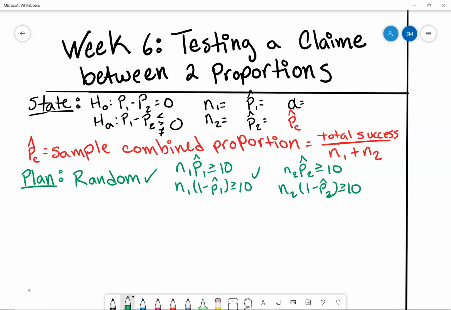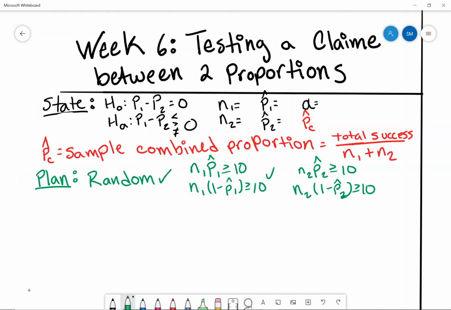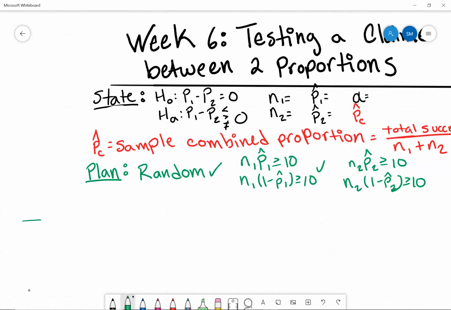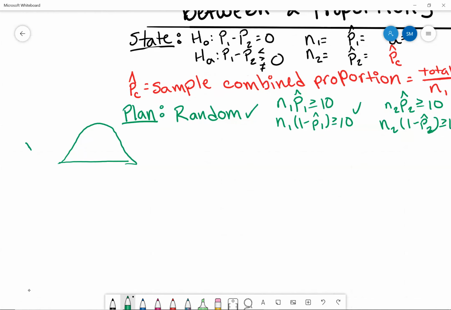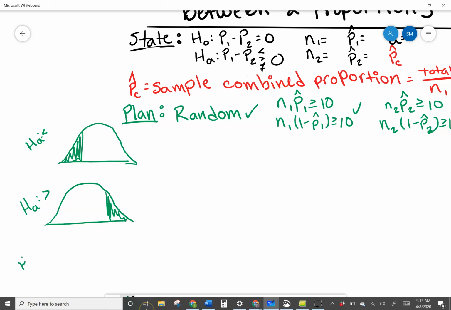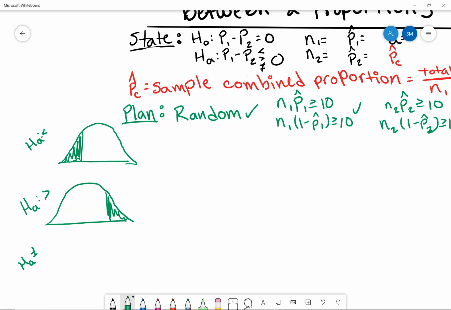In this section, we're also going to go ahead and do our curve based on the alternative hypothesis. So if the alternative hypothesis is less than, you're shading to the left. If your alternative hypothesis is greater than, you're shading to the right. And then if your alternative hypothesis is not equal to, you're shading on both sides.